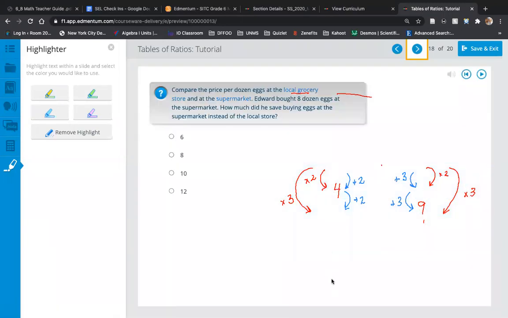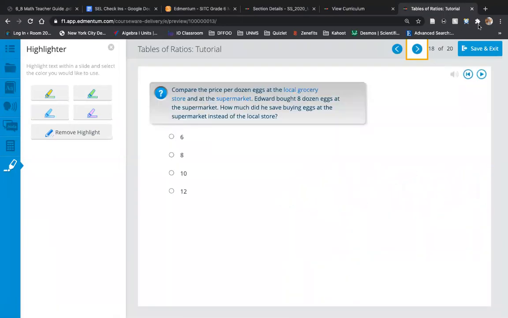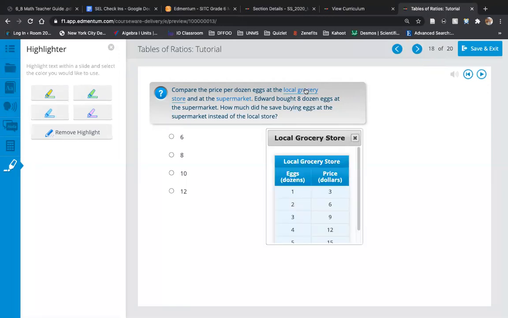Right, no questions, so I'm just gonna continue on. It says compare the price per dozen eggs at the local grocery store. So over here, we've got some prices. It says 1 dozen eggs costs $3, 2 dozen eggs cost $6, 3 dozen cost $9, and so on. Or at a supermarket, 1 dozen eggs cost $2, 2 dozen eggs cost $4, 3 dozen eggs cost $6.